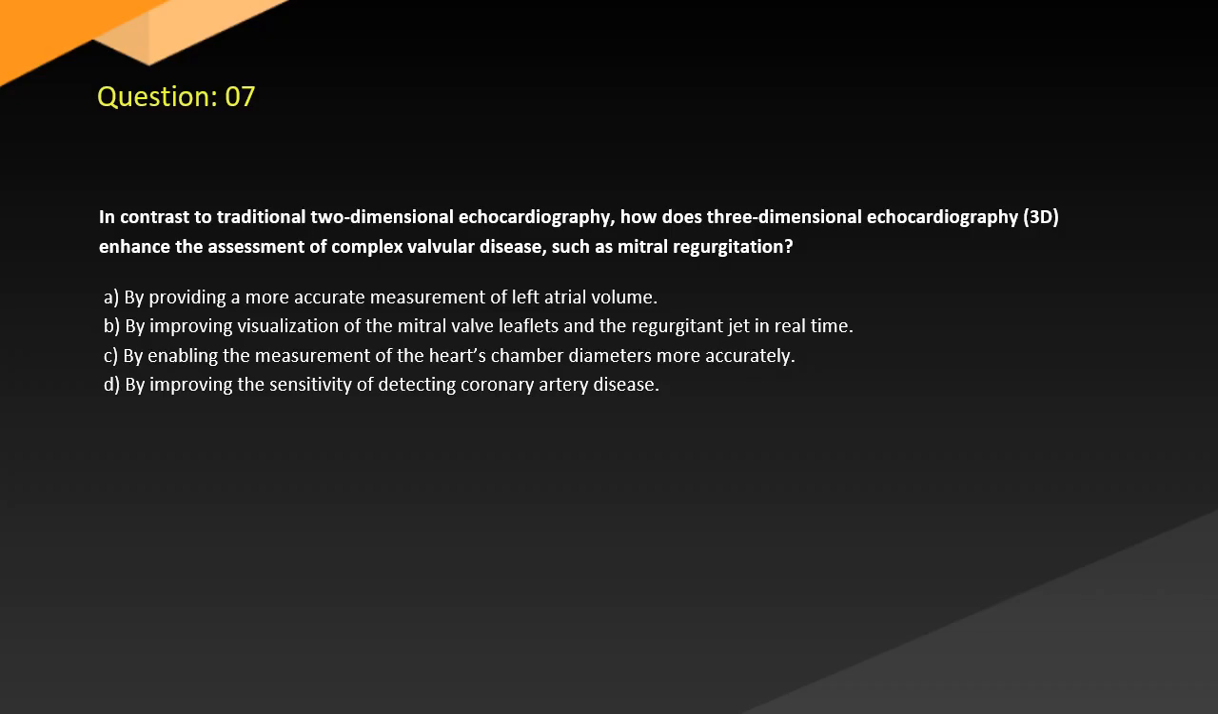Question 7. In contrast to traditional two-dimensional echocardiography, how does three-dimensional (3D) echocardiography enhance the assessment of complex valvular disease, such as mitral regurgitation? A. By providing a more accurate measurement of left atrial volume. B. By improving visualization of the mitral valve leaflets and the regurgitant jet in real time. C. By enabling the measurement of the heart's chamber diameters more accurately. D. By improving the sensitivity of detecting coronary artery disease.